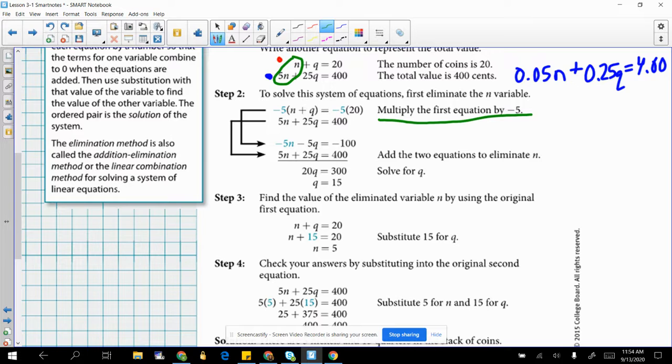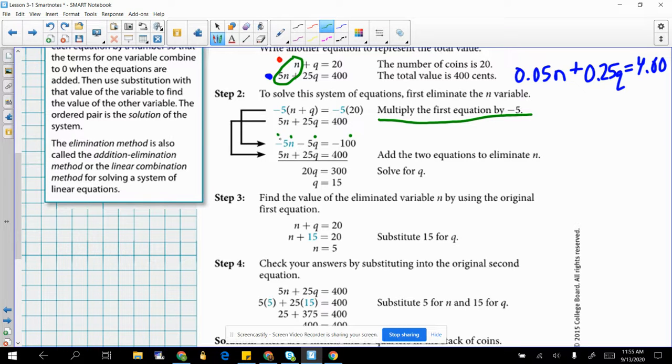Here's the biggest thing. Whatever you choose to multiply the equation by, you need to multiply to every term. So that's what they did here. It's basically like you're distributing it, okay? So they multiplied the n by negative 5, the q by negative 5, and the 20 by negative 5, okay?